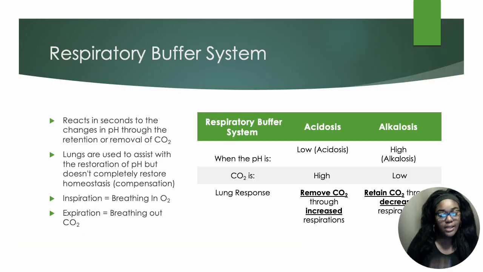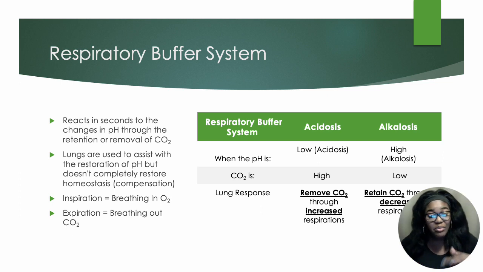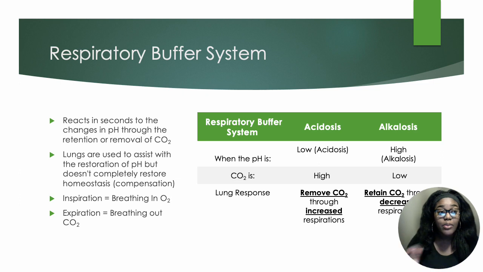So this slide is going to talk about the respiratory buffer system. So now we have moved out of the category of the plasma buffer systems, and now we're talking about the big category, and it is a category by itself, the respiratory buffer system. So it reacts in seconds to the pH changes through the retention and/or removal of CO2. So lungs are used to assist with the restoration of pH, but just know that the lungs are not a fix-all or end-all be-all. It just helps to restore, but it doesn't fully restore.